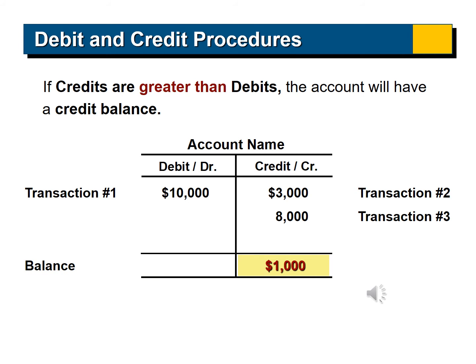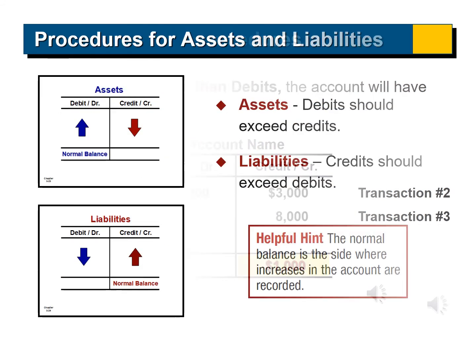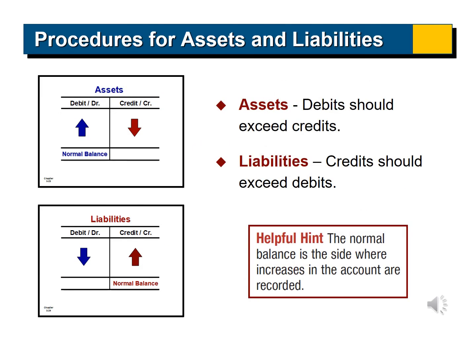And here we have one more example of the same, except in this case the larger amount is on the credit side and the balance is showing on the credit side. For asset accounts, the normal balance is a debit balance. In other words, when assets increase, we debit, and when they decrease, we credit. So normally the assets have a debit balance.